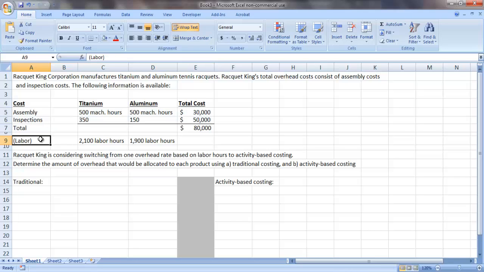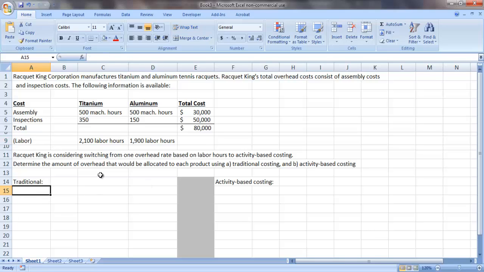From a labor standpoint, direct labor, the titanium racket is responsible for 2,100 labor hours product-wide, and the aluminum racket 1,900 labor hours. We read that Racket King is considering switching from one overhead rate based on those labor hours to activity-based costing based on the assembly and inspections activity cost pools. Determine the amount of overhead that would be allocated to each product using traditional costing and activity-based costing.